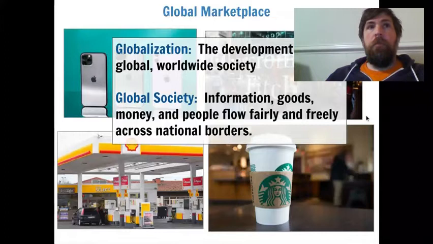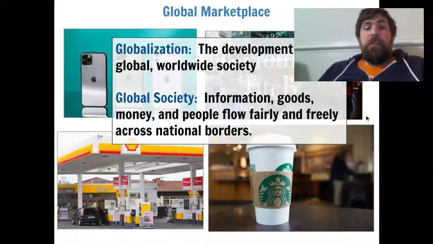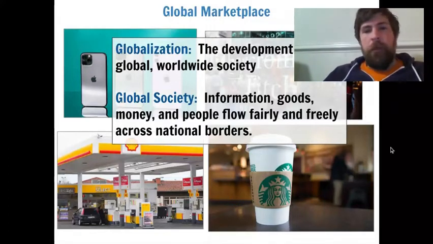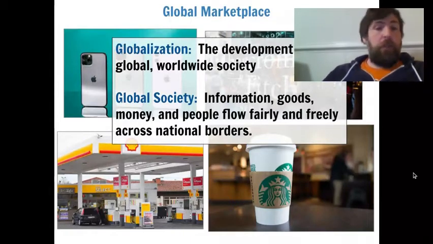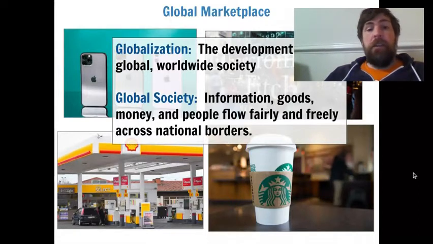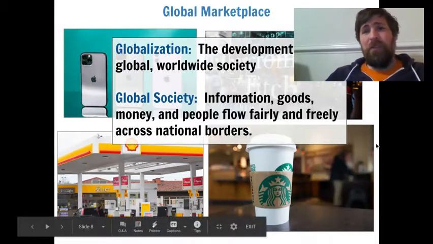Basically beyond borders, like the borders of countries start to matter less, and we start to all become citizens of the world. So in a global society, information, goods, money, and people flow freely across national borders. All of those things can move across borders as they want to. And people are moving less than they have, but information continues to move completely freely. Goods and money move across national borders with very little check on them.